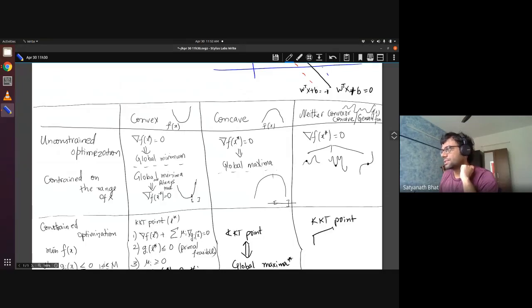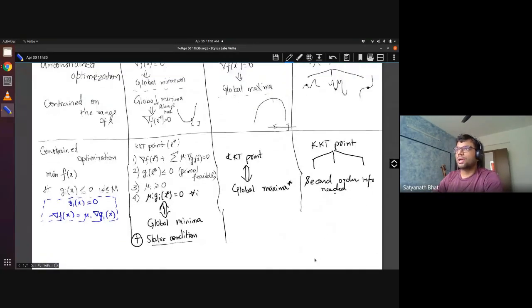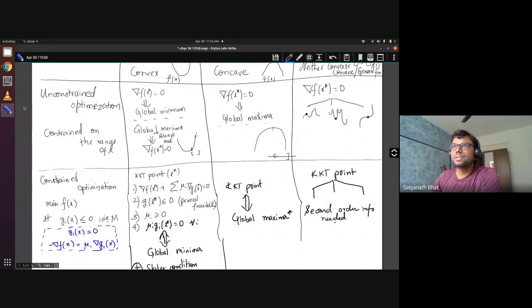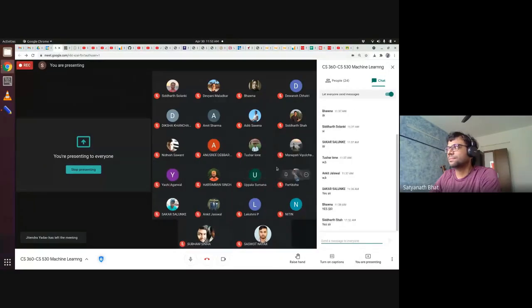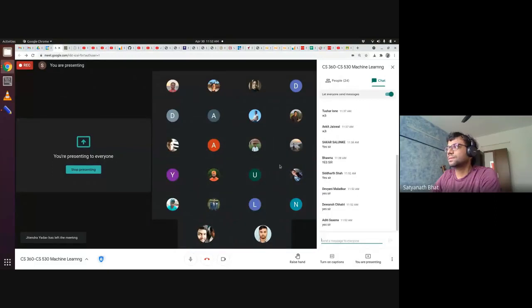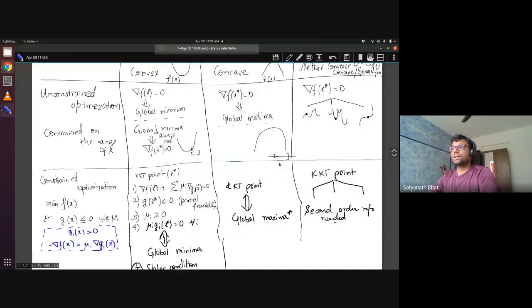Again, there are all these three possible variations, and if you really want to find which among the three is true, you have to look at second order information. Okay. So are there any questions in the discussion on the optimization itself, the optimization required for this class? Is this clear to everybody? Okay, nice. All right. So then moving on.